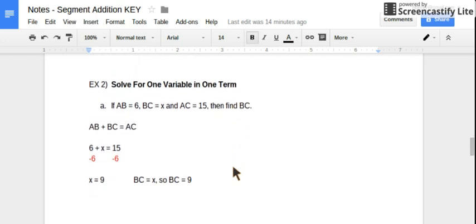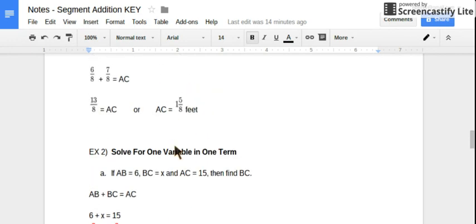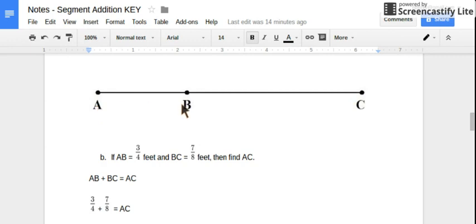Let's get a little bit more complicated and see why we really want to set it up first. Same figure, so I'm going to go back up and show that in a sec. If the distance from A to B is 6, and the distance from B to C is unknown, or x, and the distance from A to C is 15, then find BC, or solve for x might be another way to ask the question. Well, we already know that AB plus BC equals AC. We're using the same figure here. So the distance from A to B plus the distance from B to C is the total distance from A to C.